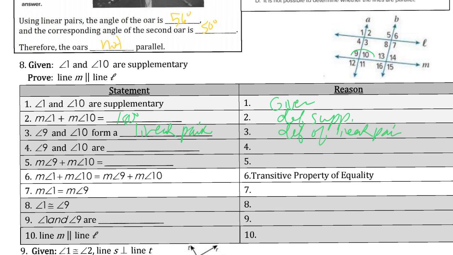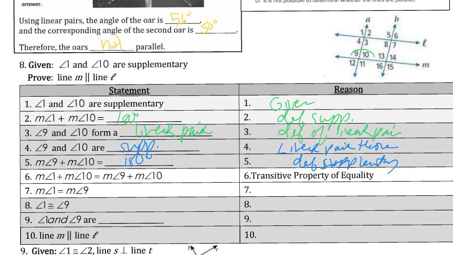So that means if they're a linear pair, 9 and 10 are what to each other? Well, they're supplementary. How do you know that? Well, the linear pair theorem. Okay, and if angle 9 and 10 are supplementary, well then what's the measure of 9 plus the measure of 10? Well, that's 180 degrees. Why? Definition of supplementary. You can almost read that, supplementary.